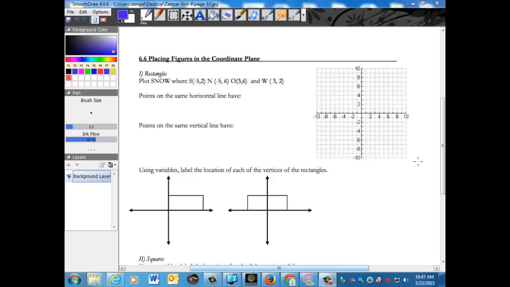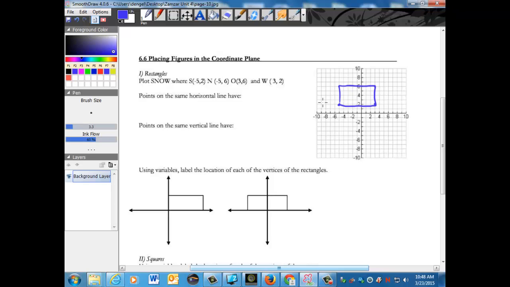Okay, we're being asked to graph snow. So let's graph snow. We're told the shape is a rectangle, so let's find out. Negative 5, 2, I can put a point. Negative 5, 6, I can put a point. 3, 6, I can put a point. And 3, 2, I can put a point. And so we draw our shape, and there's our rectangle.